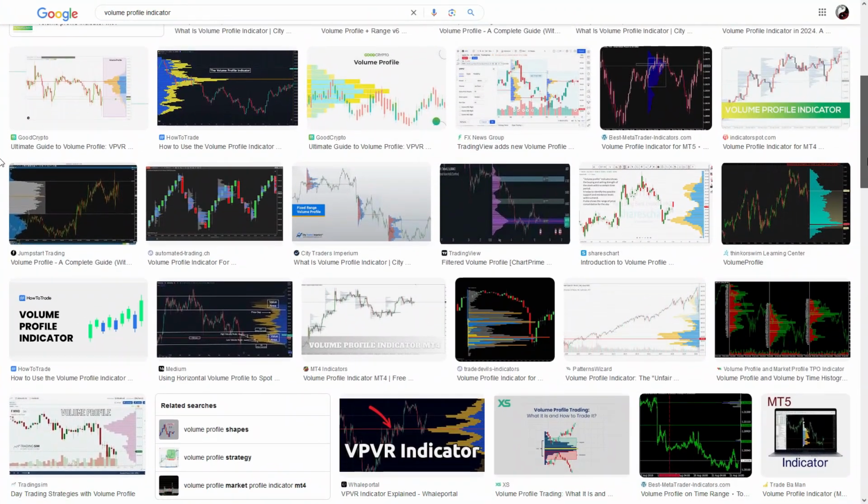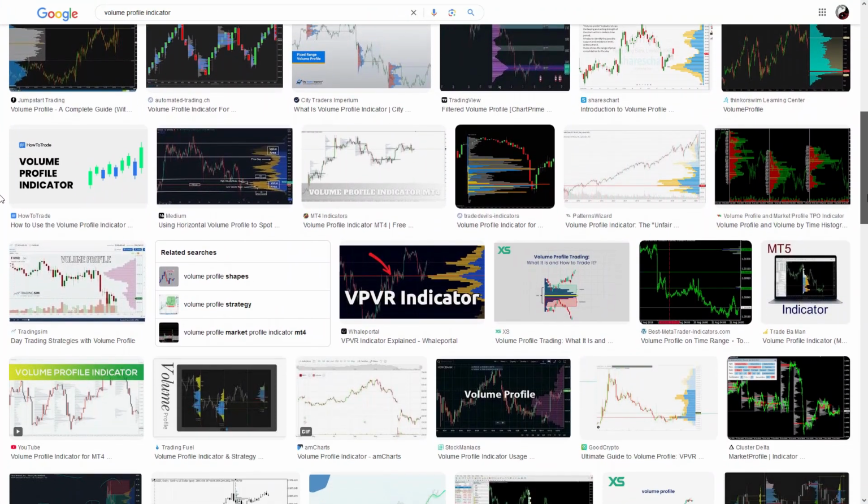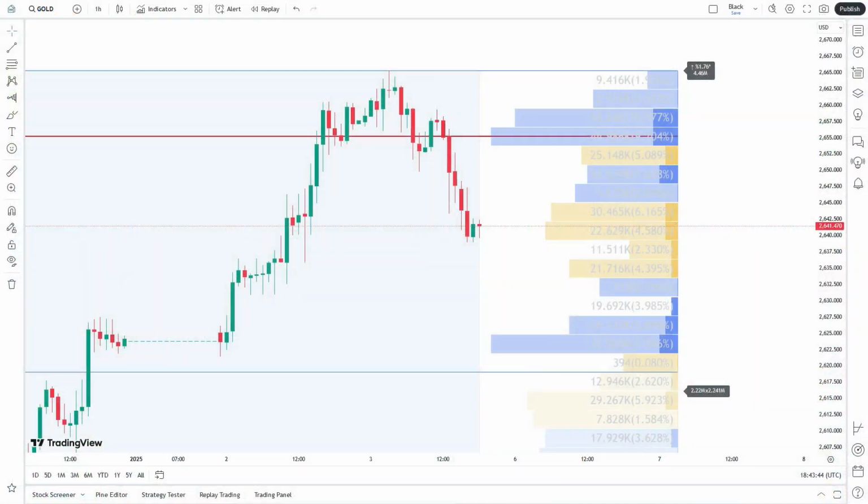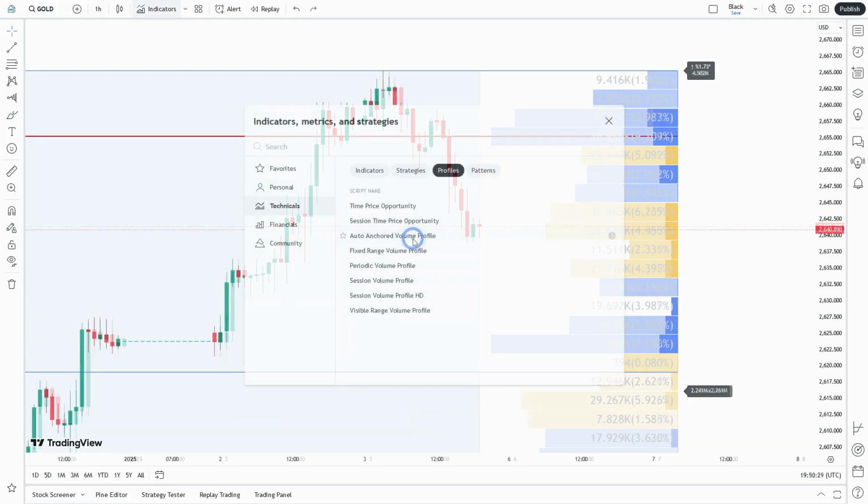It is important to note that there are different variations of volume profile indicators available. However, the key is that all of them provide only the most relevant key levels in the markets. Some are free while others require a subscription.